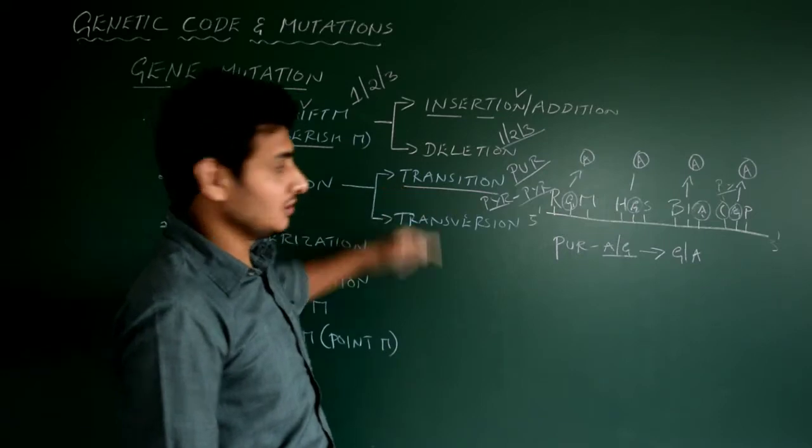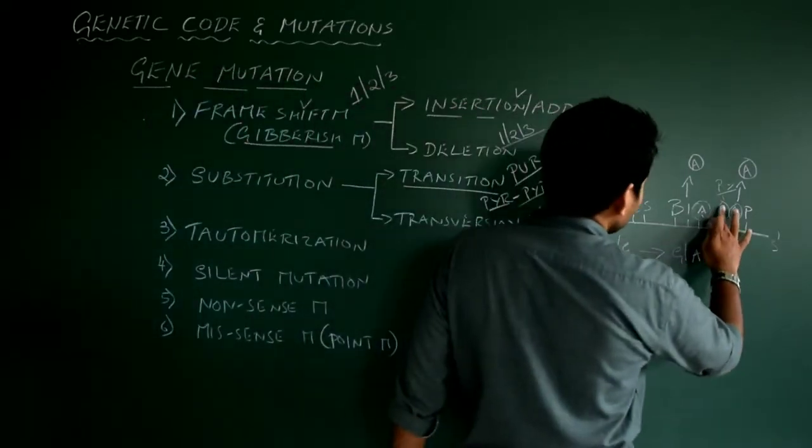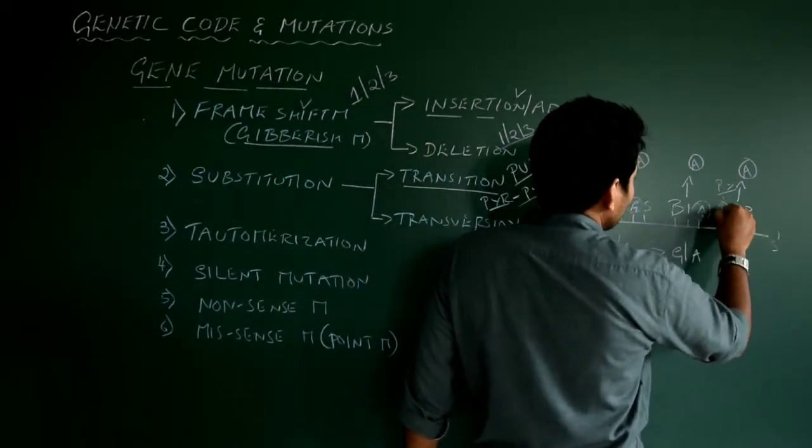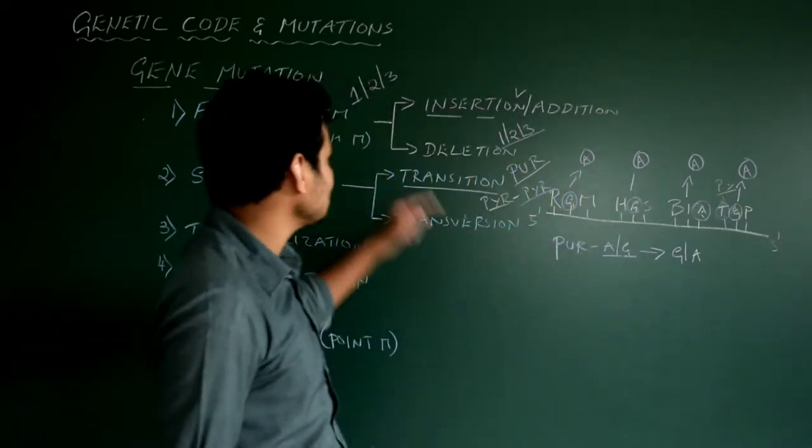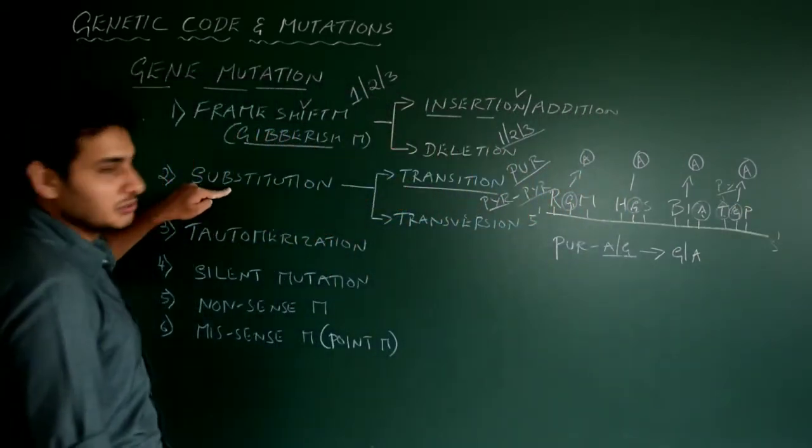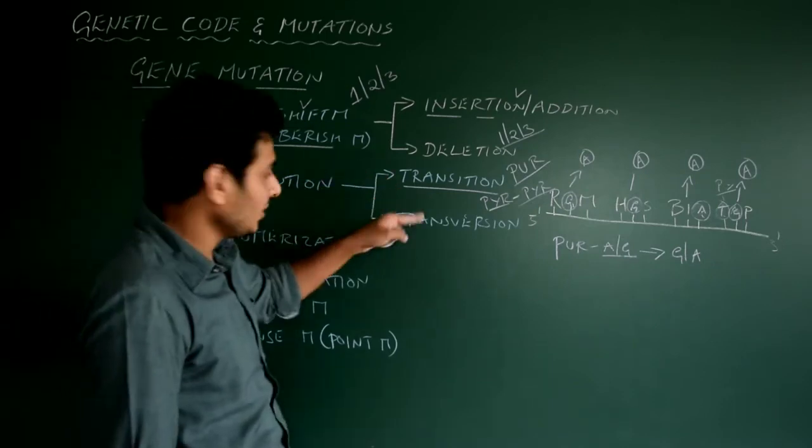That is transition. For example, here we have C, that is nothing but a pyrimidine. So what should I write? T. That's it. So this is a transition substitution. Got it? Note this point.